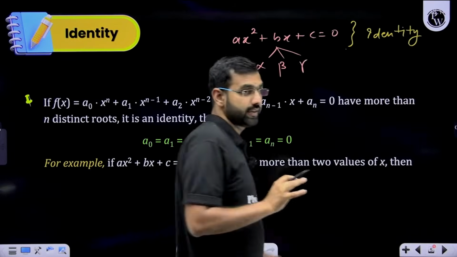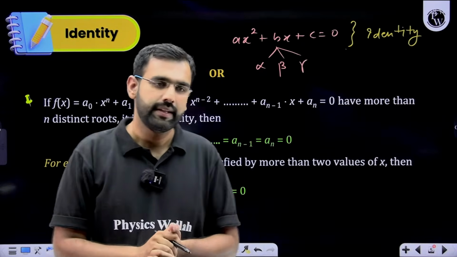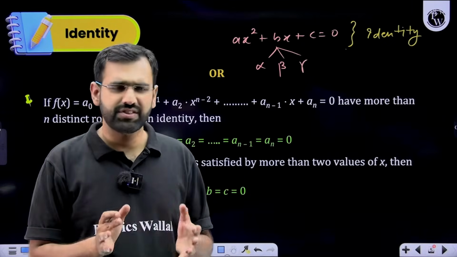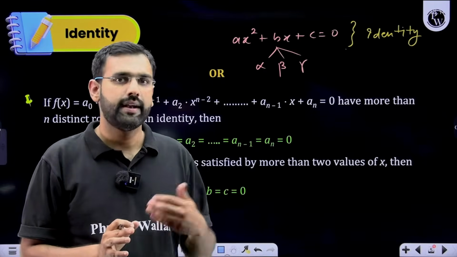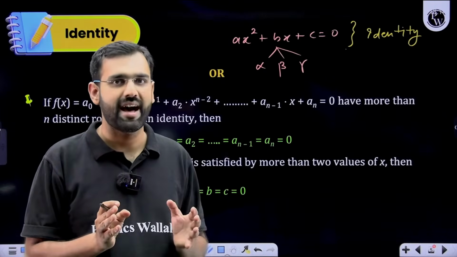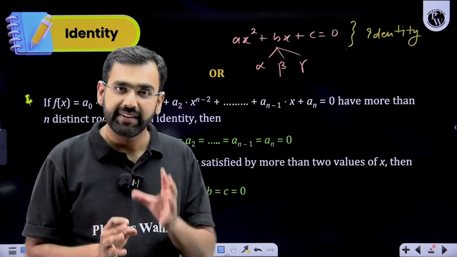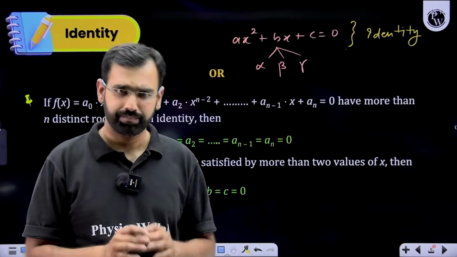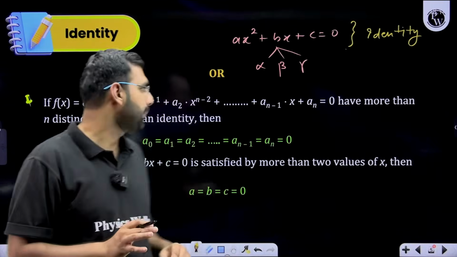First of all, are you understanding the meaning of the word identity? Yes. Even distinct or repeated, if it has more than n roots, then it will be called an identity instead of an equation. Are we clear on this? I repeat my part more clearly.